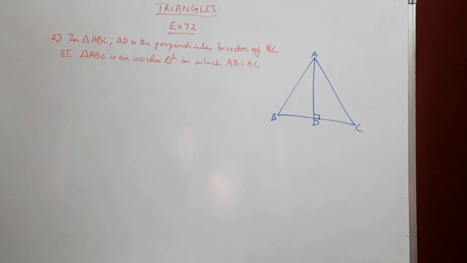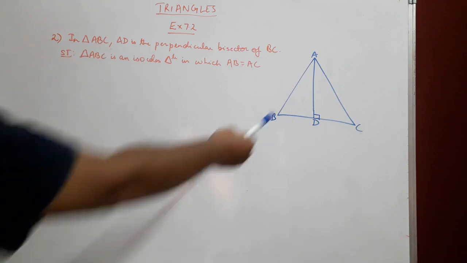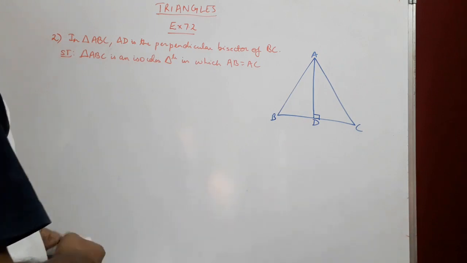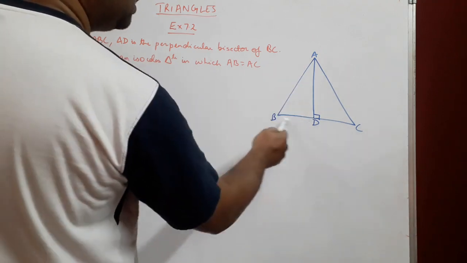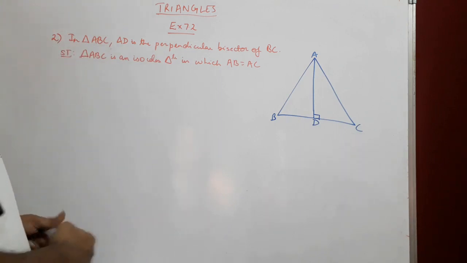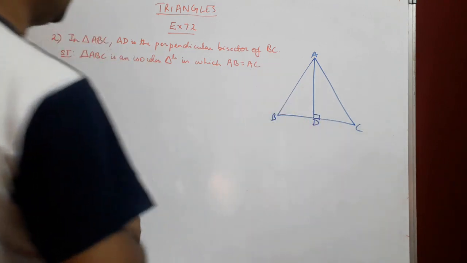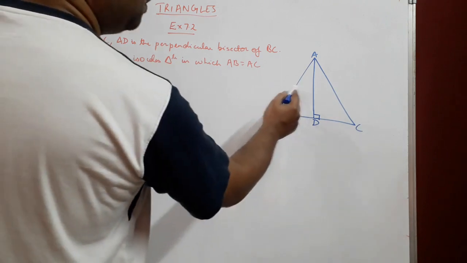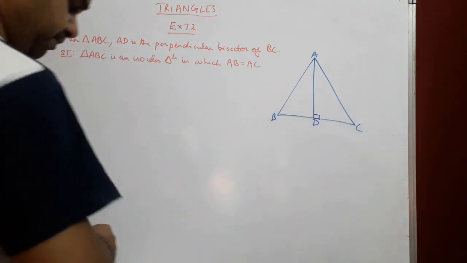Hello students, in this video we'll solve a couple of problems from exercise 7.2 under the triangles chapter. The first problem of this video is in triangle ABC, AD is the perpendicular bisector of BC. We have to show that triangle ABC is an isosceles triangle in which AB is equal to AC.